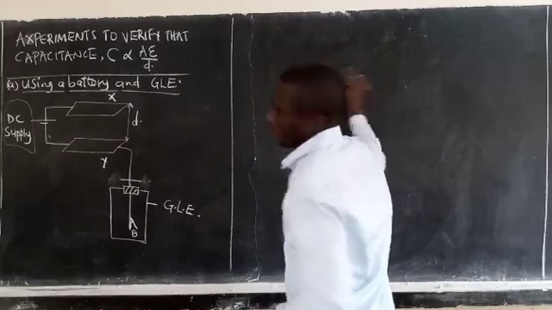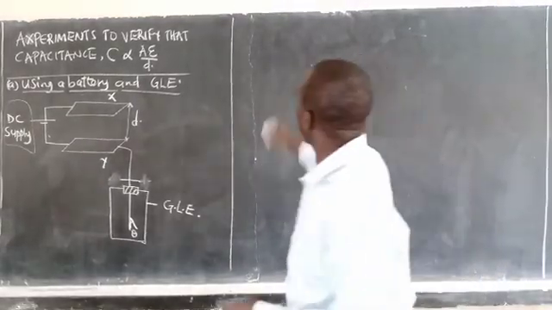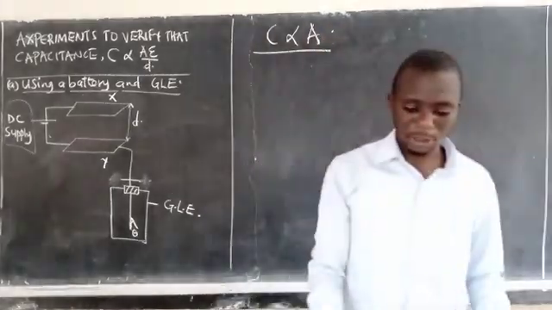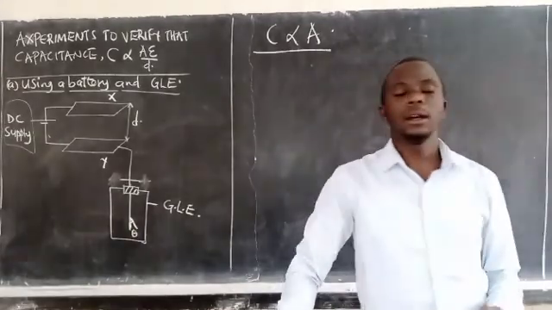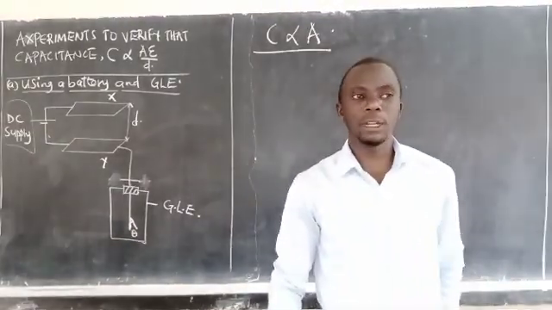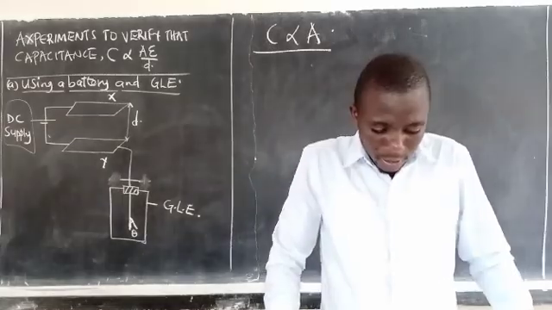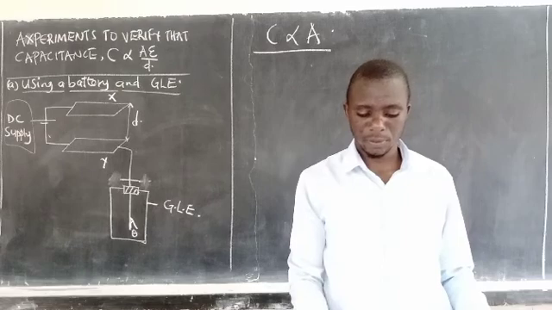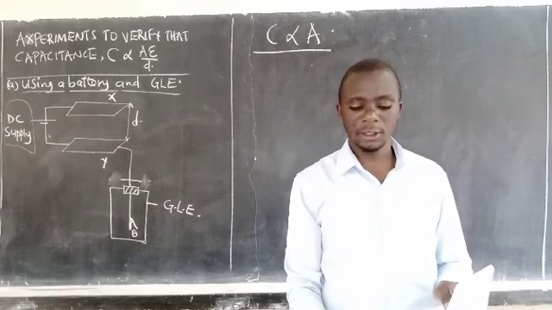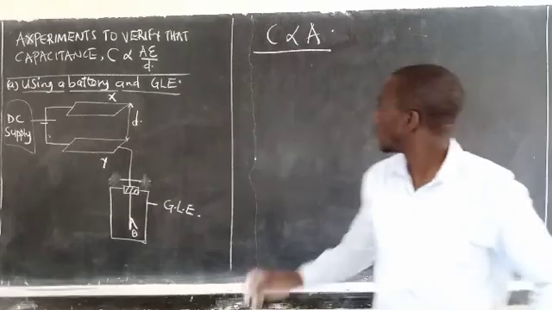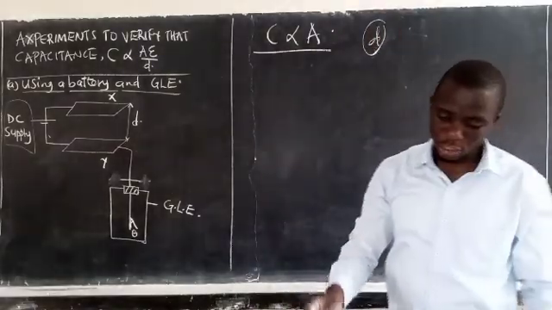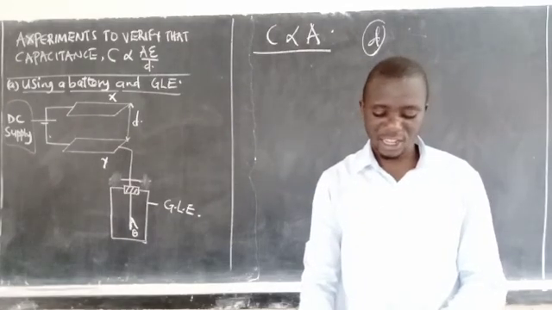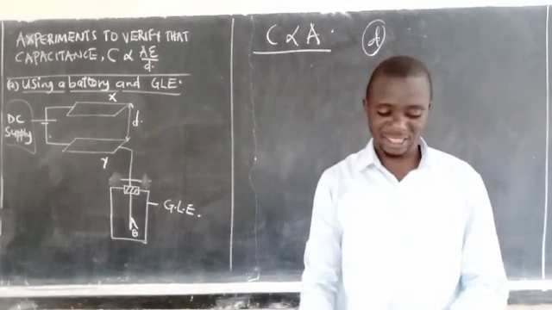So now we shall have experiment 1, to show that capacitance is proportional to A. We are beginning with that. To show that capacitance is proportional to A, that's the common area of the capacitor plates, the area between the capacitor plates. Air is kept between the capacitor plates, and the separation D is kept constant throughout the experiment.